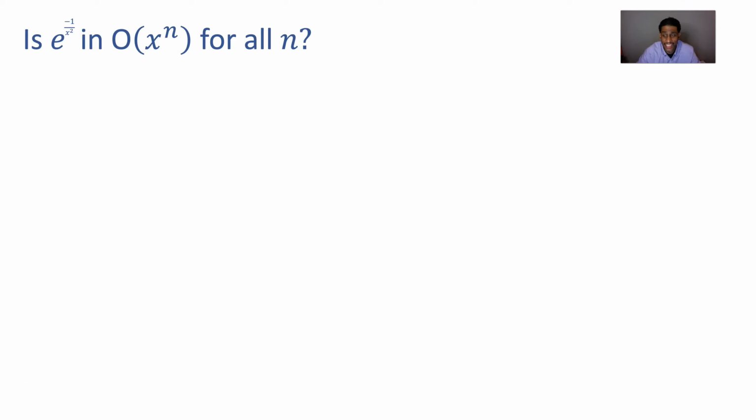We have e to the negative 1 over x squared. Is this in big O of x to the n for all n? Does this function approach 0 at least as fast as x to the n? Does it approach 0 faster than x to the n? That's the question we want to answer.